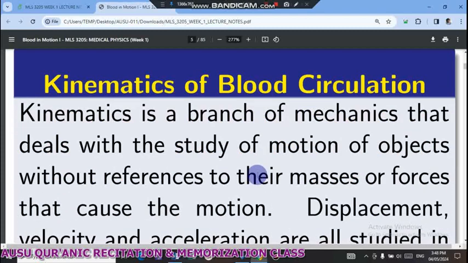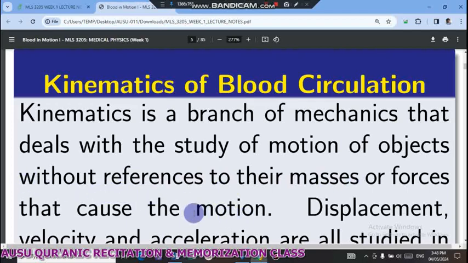Now, as part of the objectives of this week's lecture, I said we will explain kinematics of blood circulation. So here is the explanation in brief. Kinematics is a branch of mechanics that deals with the study of motion of objects without references to their masses or forces that cause the motion.